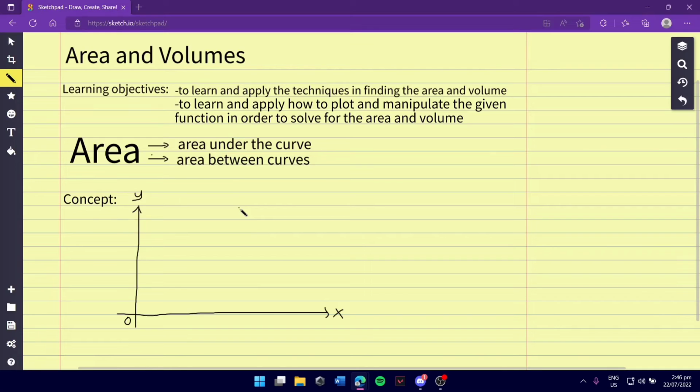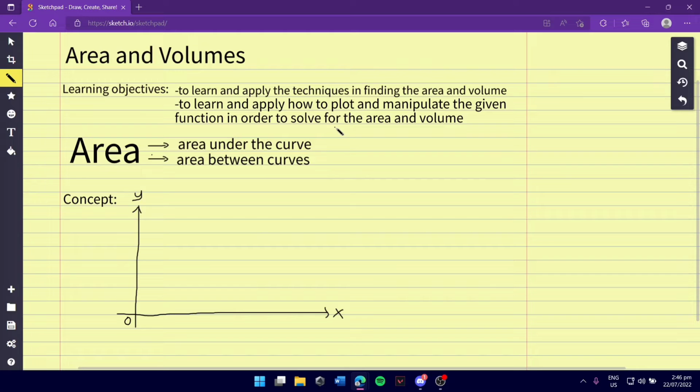So good day everyone. This is my masterclass number 2. In this masterclass number 2, our topic is finding area and volumes. First, our learning objectives are to learn and apply the techniques in finding the area and volume, and to learn and apply how to plot and manipulate the given function in order to solve for the area and volume.